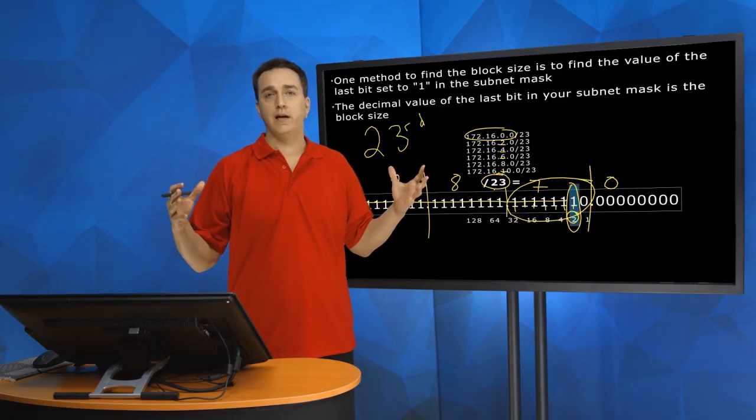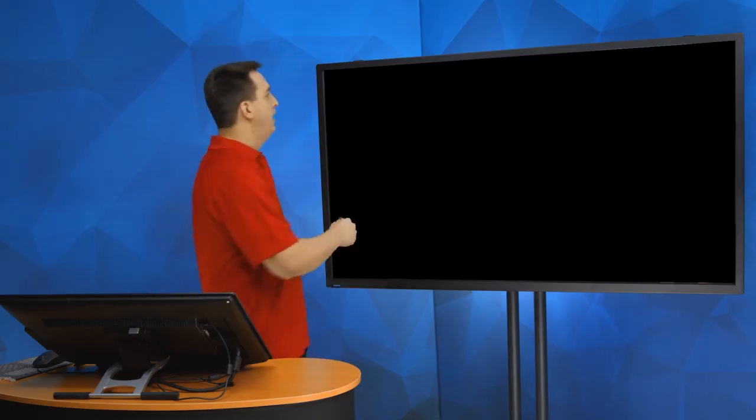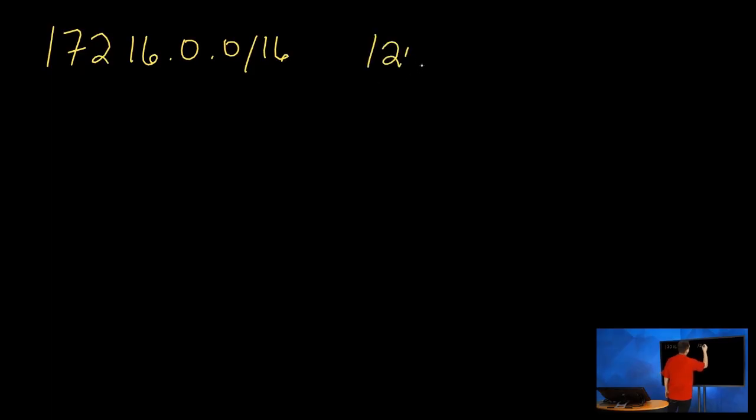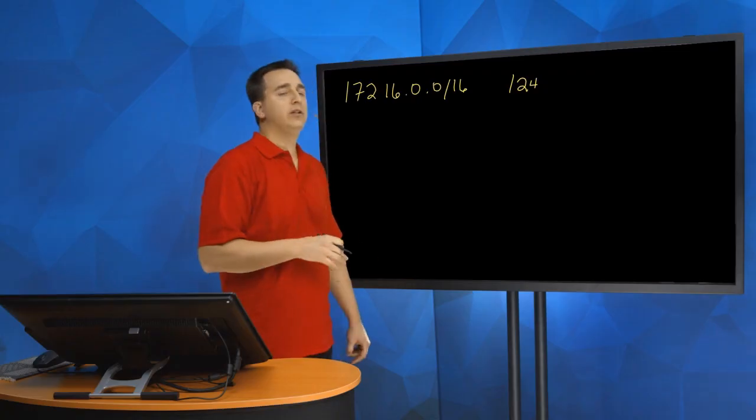So why don't we do another example together? Let's do another example. We're going to go ahead and use the 172.16.0.0/16 network again, because we're familiar with it right now. So let's just stick with that. 172.16.0.0/16. And let's go ahead now and make it a /24 instead. So what I did is I subnetted it down to /24.